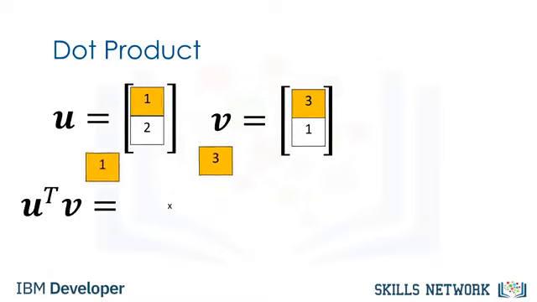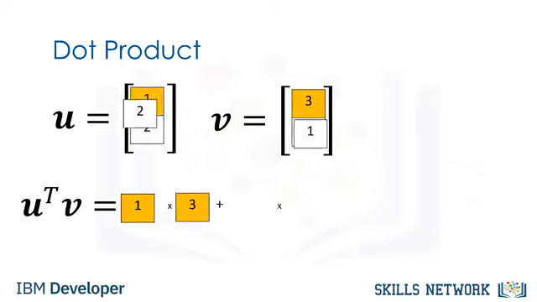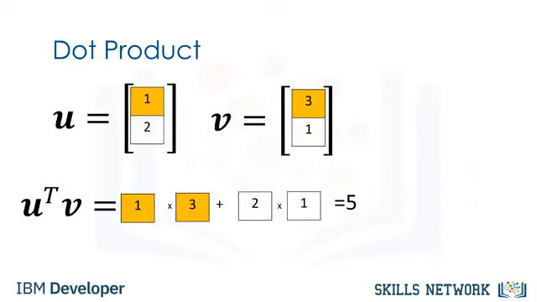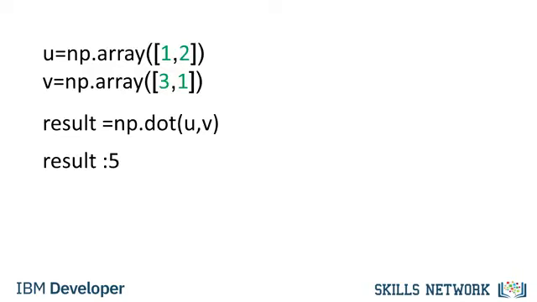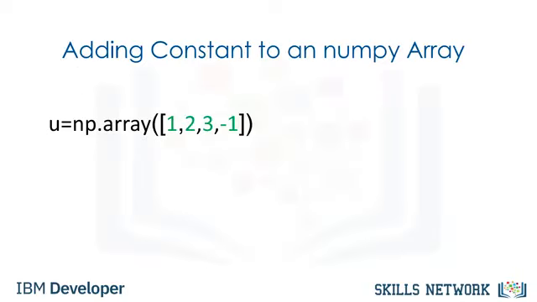We multiply the first component from v and u. We then multiply the second component and add the result together. The result is a number that represents how similar the 2 vectors are. We can also perform dot product using the Numpy function dot and assign it with the variable result as follows.